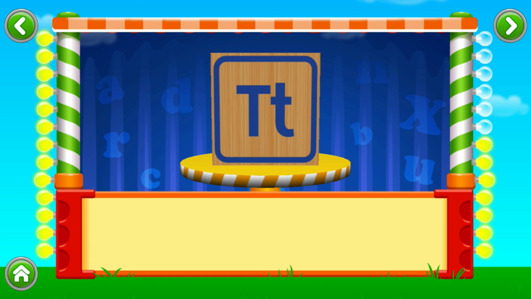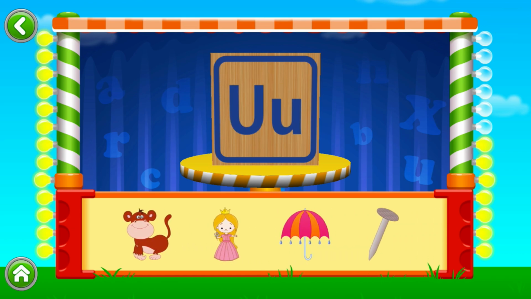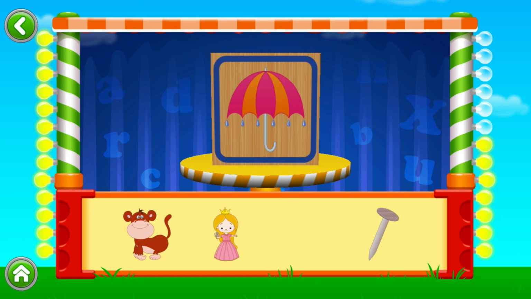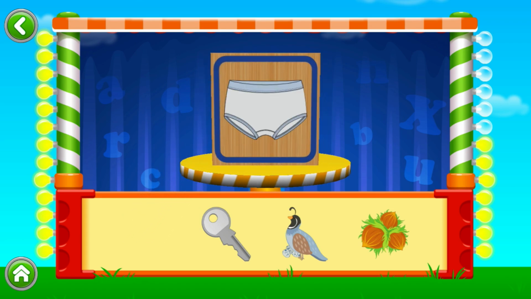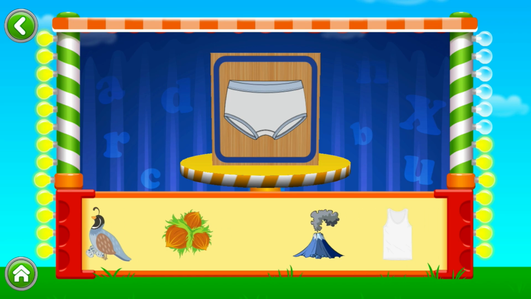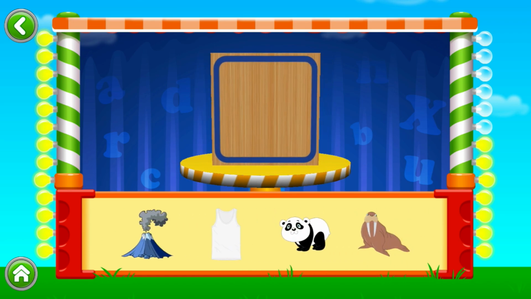U, uh. Umbrella. Go ahead and turn the letter cube. Underwear. Now, let's do the next side. Undershirt.